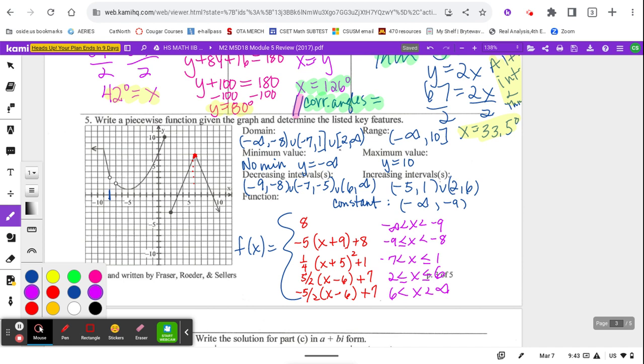There it is, my 5-piece piecewise function with 5 domains and all of the features of the whole graph. What do you think?